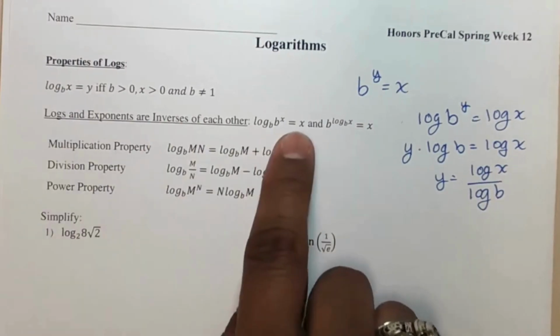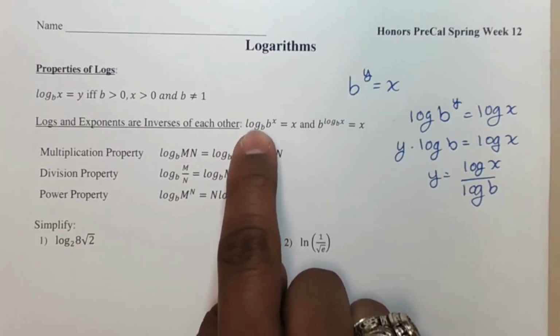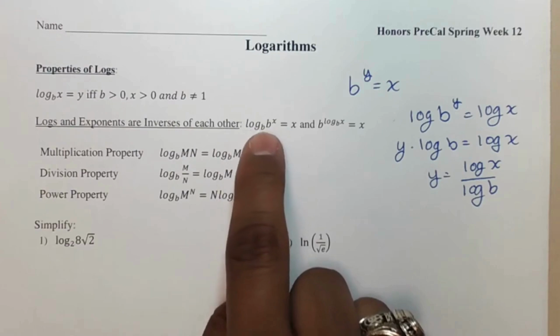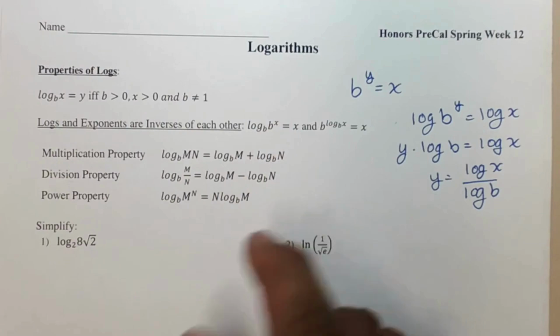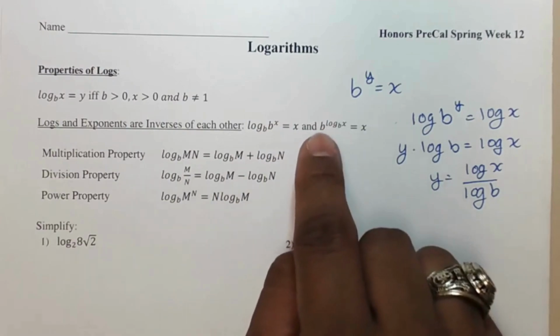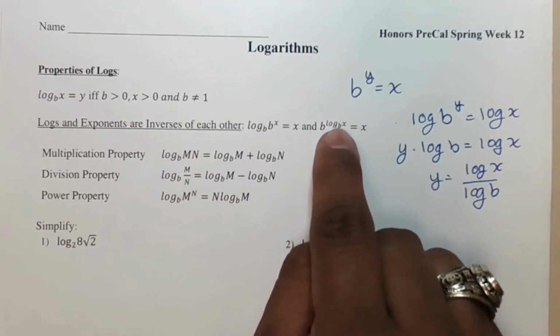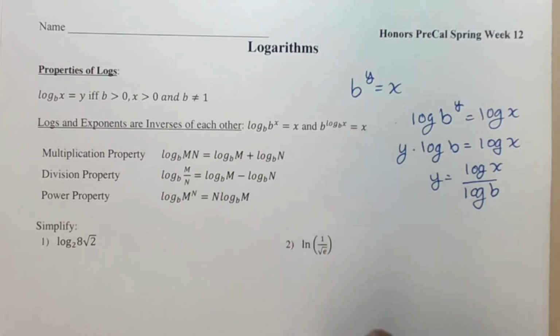We do have some properties that help us out here. If we have log base b of b to the x power, so the log and base are the exact same, our exponent is our answer. Same thing happens in an exponential. If the base of the exponent and the base of the log are the same, the number on the inside of the log is our answer.